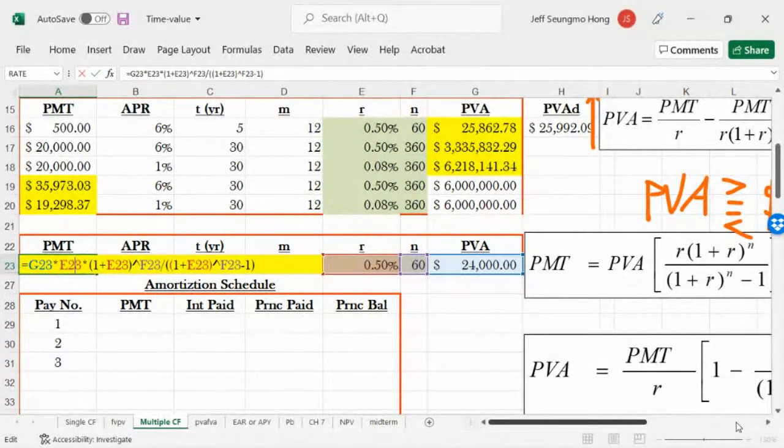So you'll have to use the outer bracket. The bracket is basically parenthesis. In Excel, you don't use brackets. It's always just parenthesis.